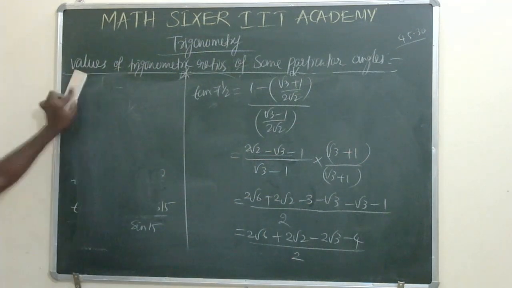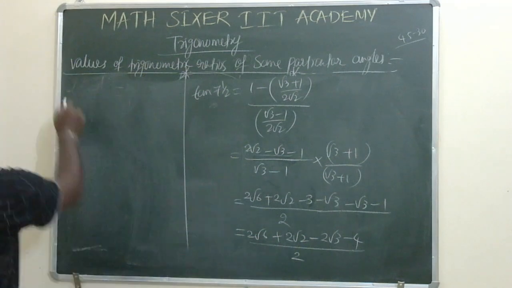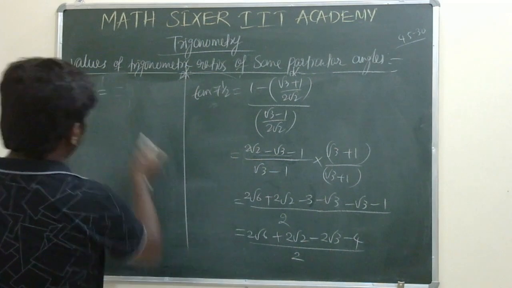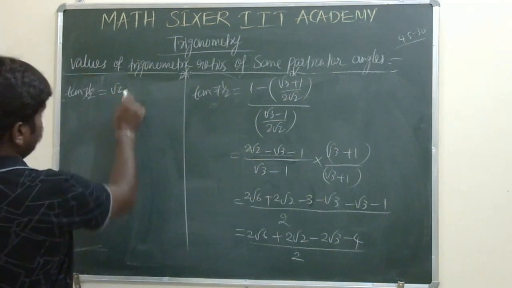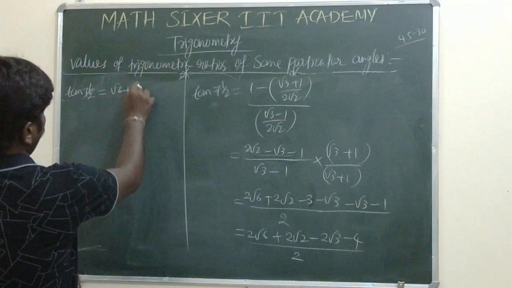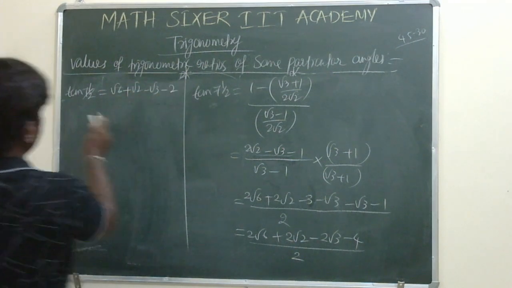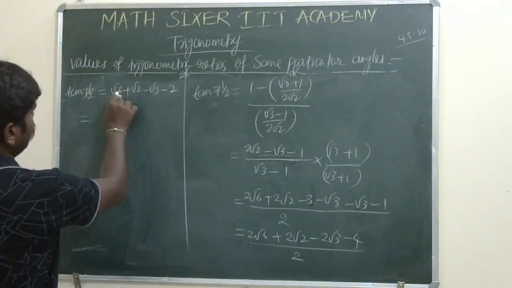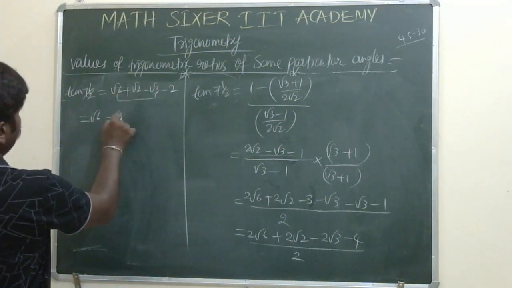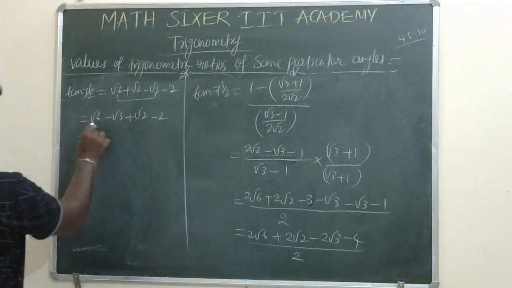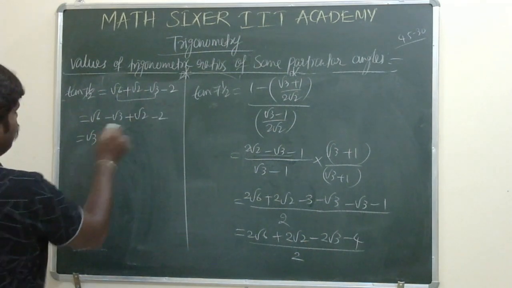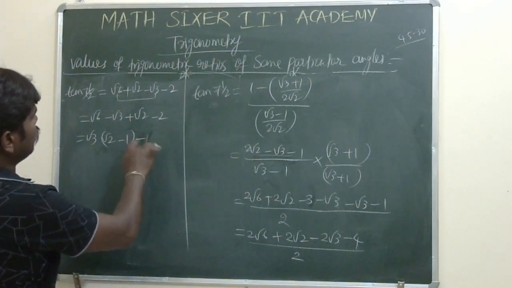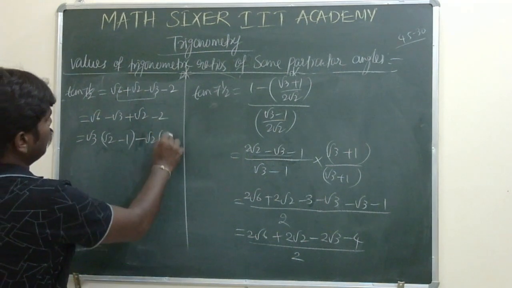So tan 7 by 2 is equals to, after taking 2 common and cancelling with the denominator, root 6 plus root 2 minus root 3 minus 2. Otherwise you can write these terms together as root 6 minus root 3 plus root 2 minus 2. Here we can take root 3 common, giving root 2 minus 1, and then it is better to take minus root 2 common, so you will get root 2 minus 1.